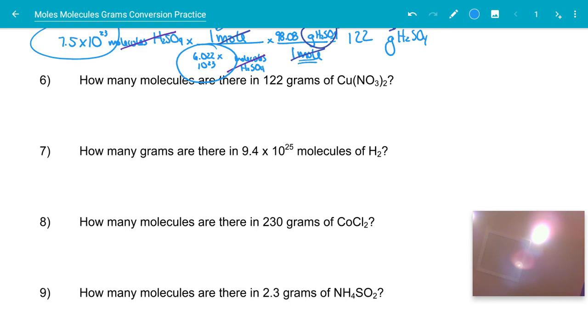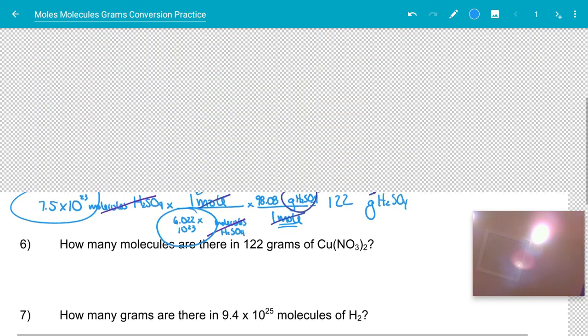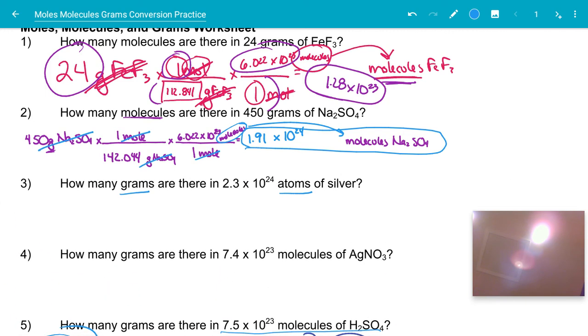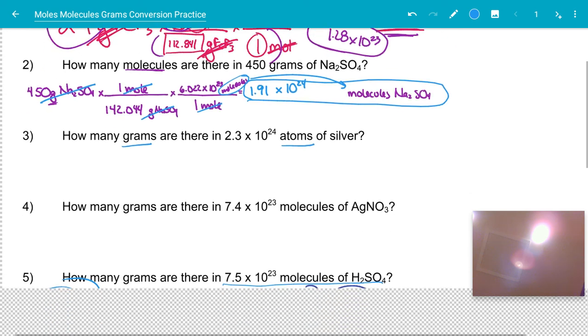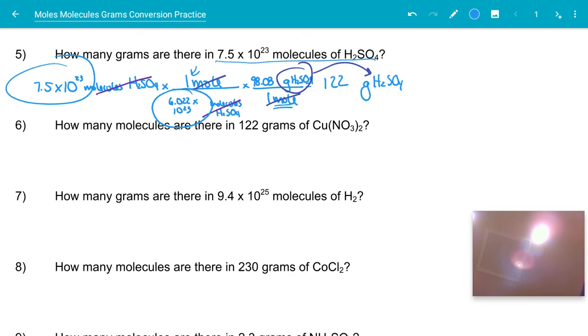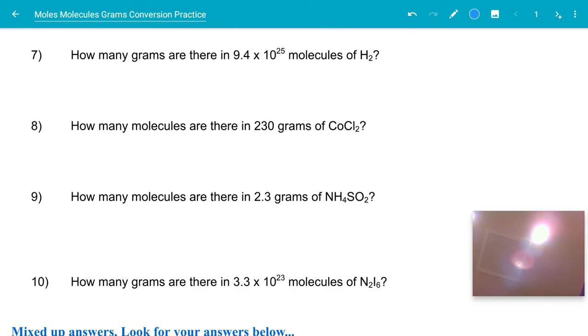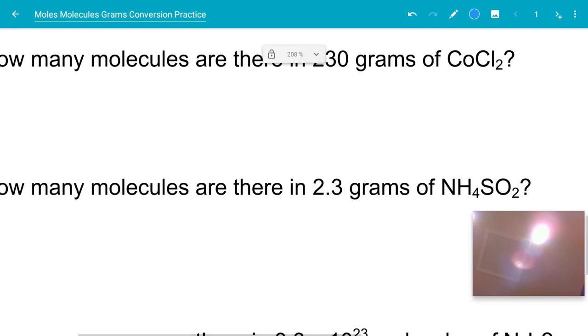Let's try. I don't even know what would be any different than the ones we just did. We've done molecules to grams, and we've done grams to molecules. So let's try one more molecules to grams. Let's try number 8. So what they give us is, I'm going to make it bigger here.